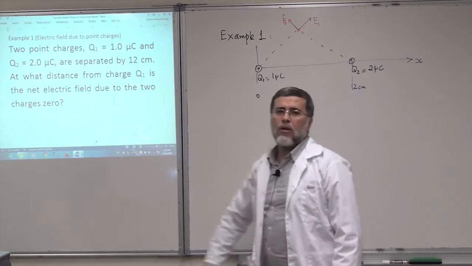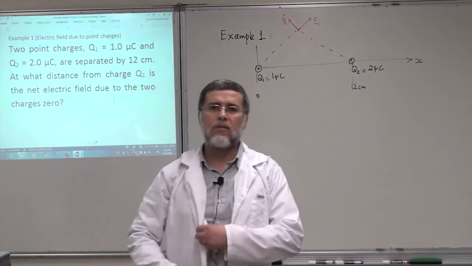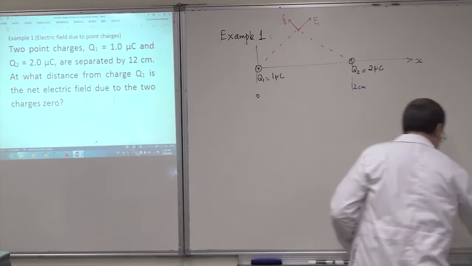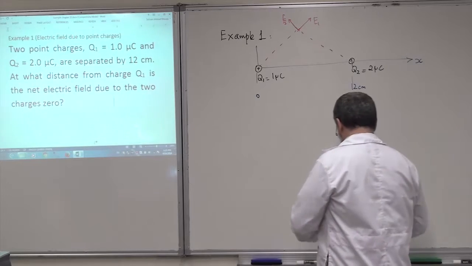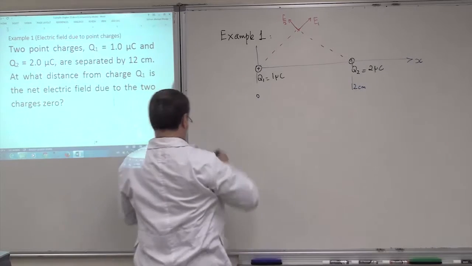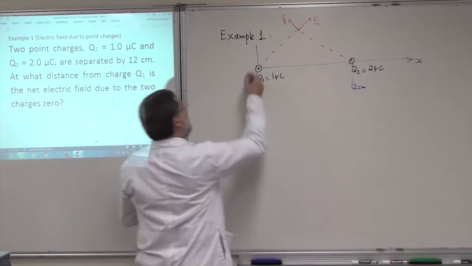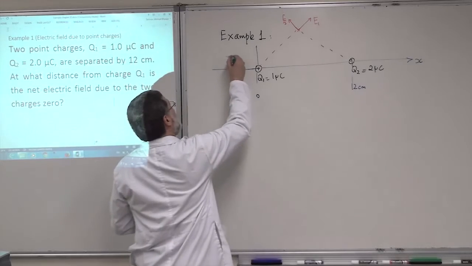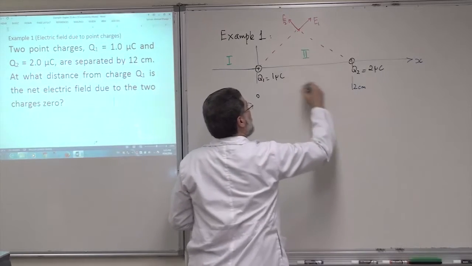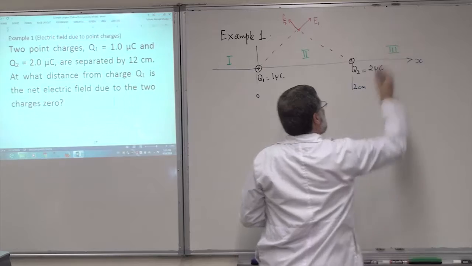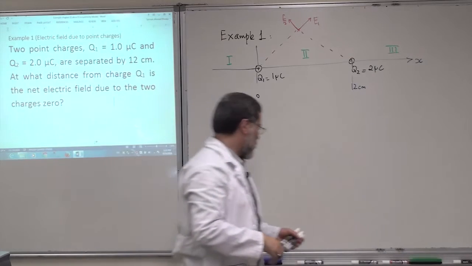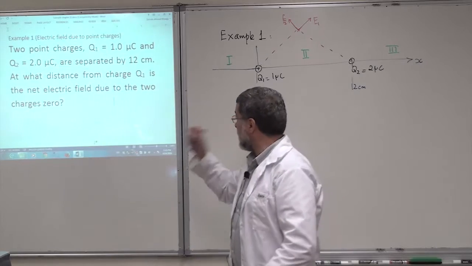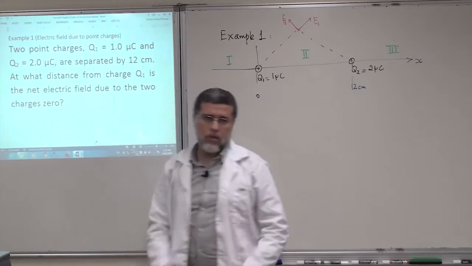The only location will be along the x-axis. Now, along the x-axis, you have 3 possibilities, because you have 3 regions. Let me just do my x-axis like this. So you have region 1 here on the left, region 2 between the charges, and region 3. Okay, so we have to test all these 3 regions and see which one will give us the possibility of having the net electric field equal to 0.